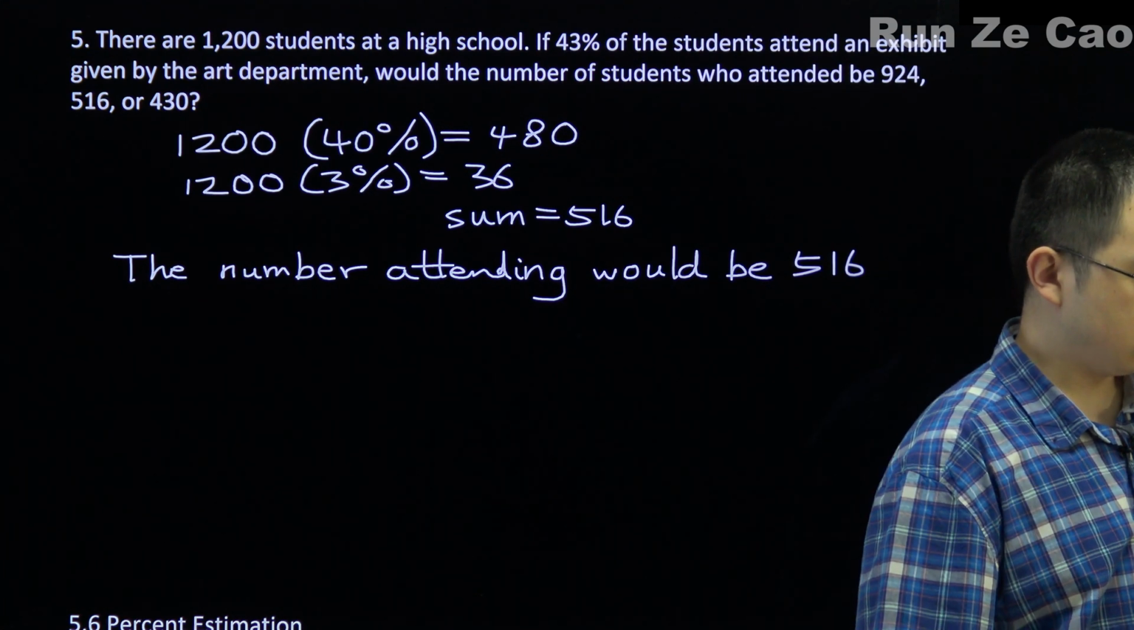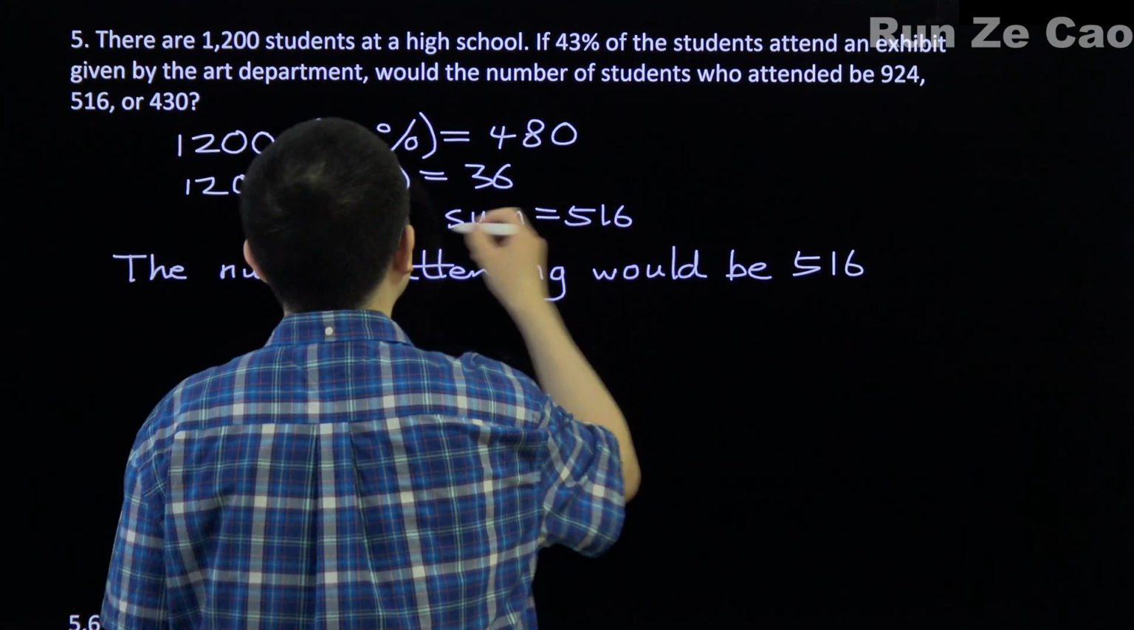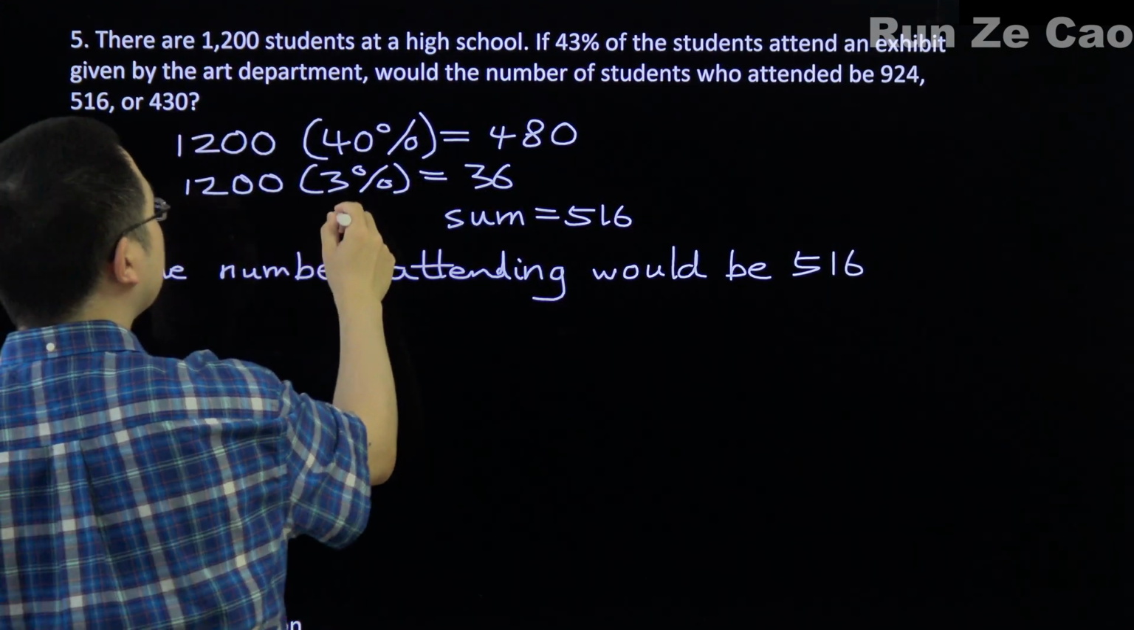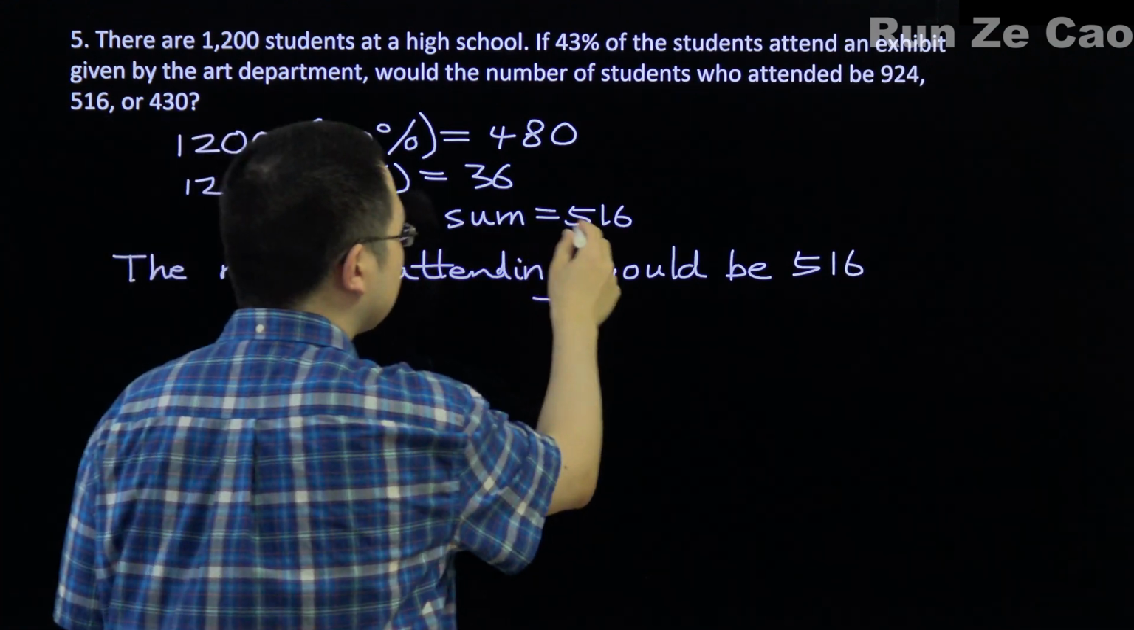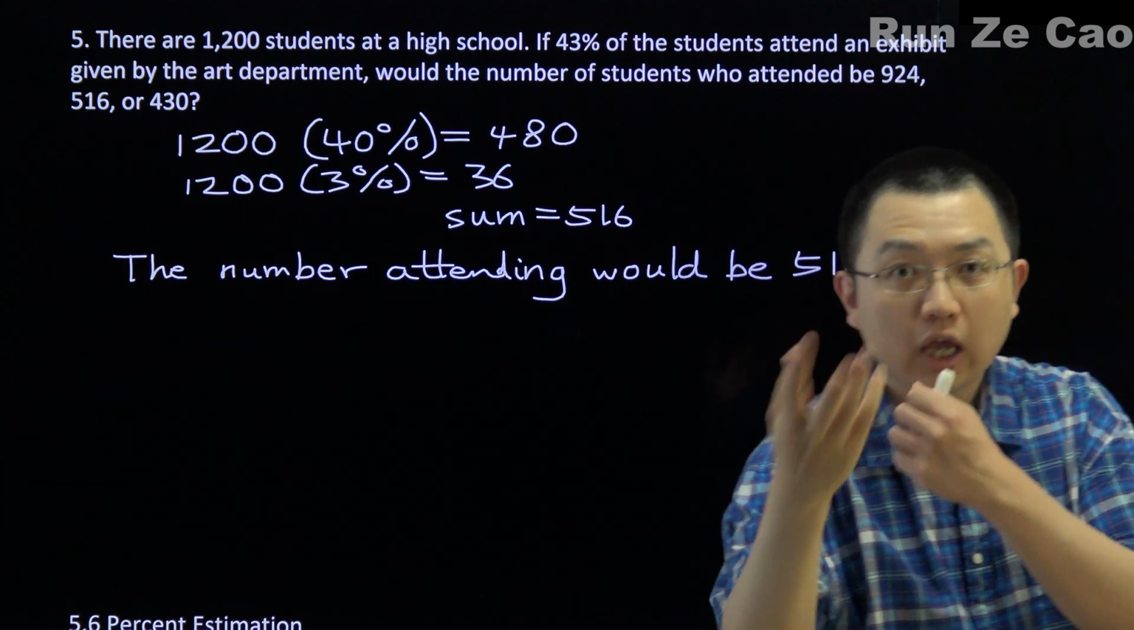Yeah, you may want to go 1,200 times 40% plus 3% equals this instead, but, well, the point is communicated.